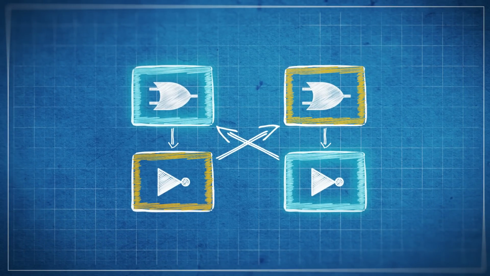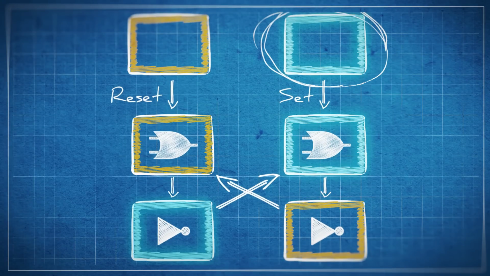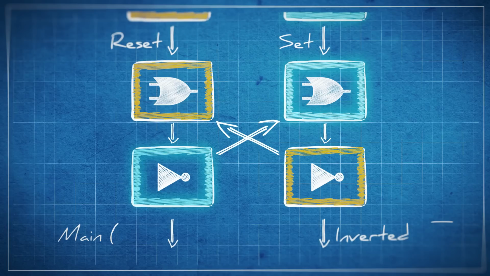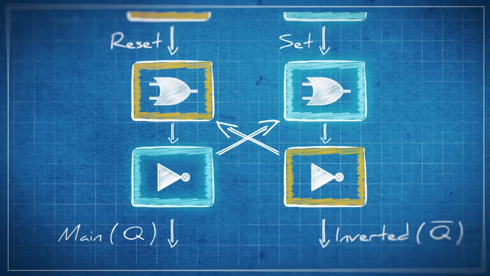Let's take a moment to identify our inputs and outputs. Here is our S input for set, and here is our R input for reset. When we input a high signal on our set input, the memory circuit becomes high. Now these are our two outputs here. This one is the main output, and this one is the opposite or inverted output. Think of the inverted output as just placing a NOT gate on our main output.